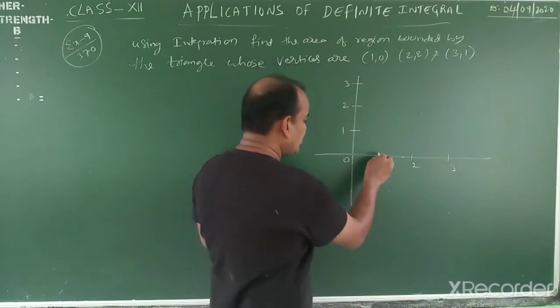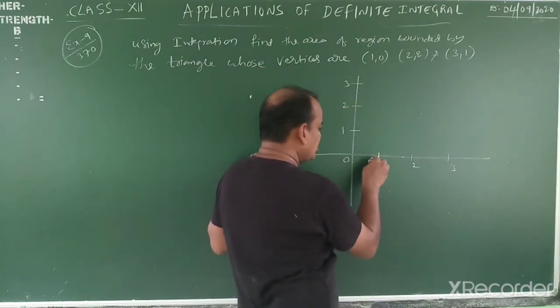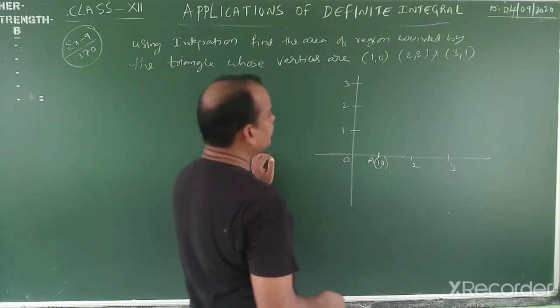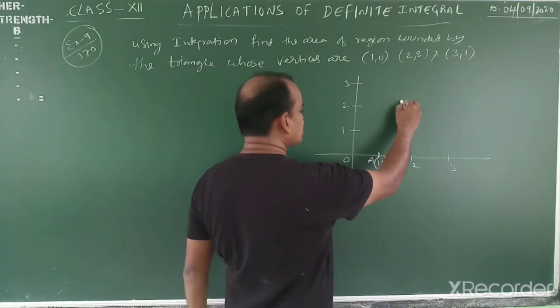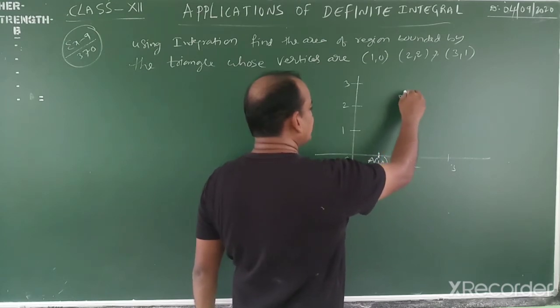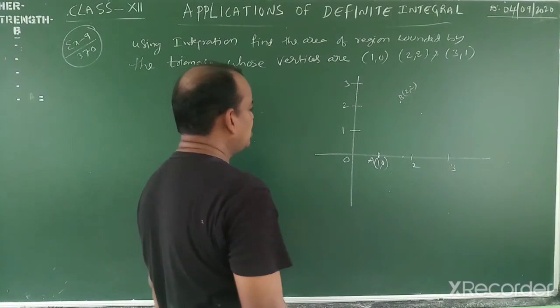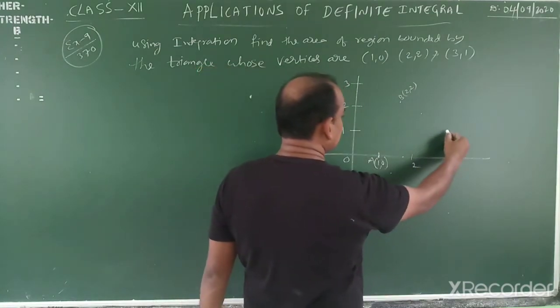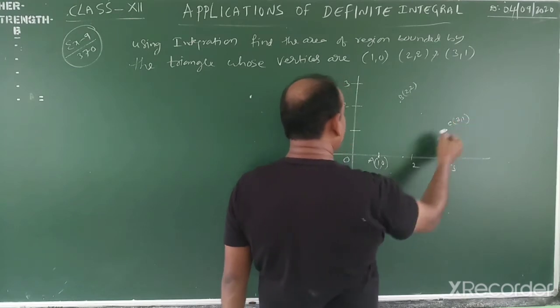Suppose this point is A, 1 comma 0. Okay, no problem. B is 2 comma 2: here 2 is there, here 2 is there. This is B, and beside it you will write 2 comma 2. Next 3 comma 1: x value 3, y value 1. Now joining all these points.